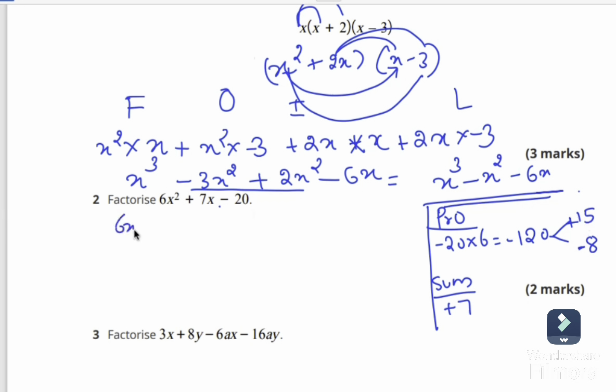Now, write the first term as it is and split the middle term, which is positive 15x minus 8x and minus 20. Now we have four terms in this factorizing, so group them as 2 and 2. Now 6x square and positive 15x: we are going to take the common factor out. Here 3x is common, and I can divide 6x square by 3x, so 2x is left.